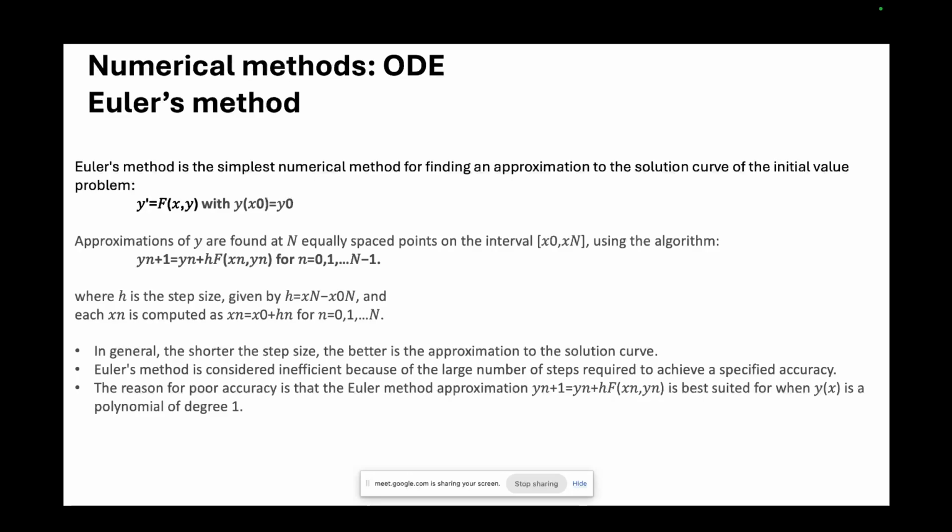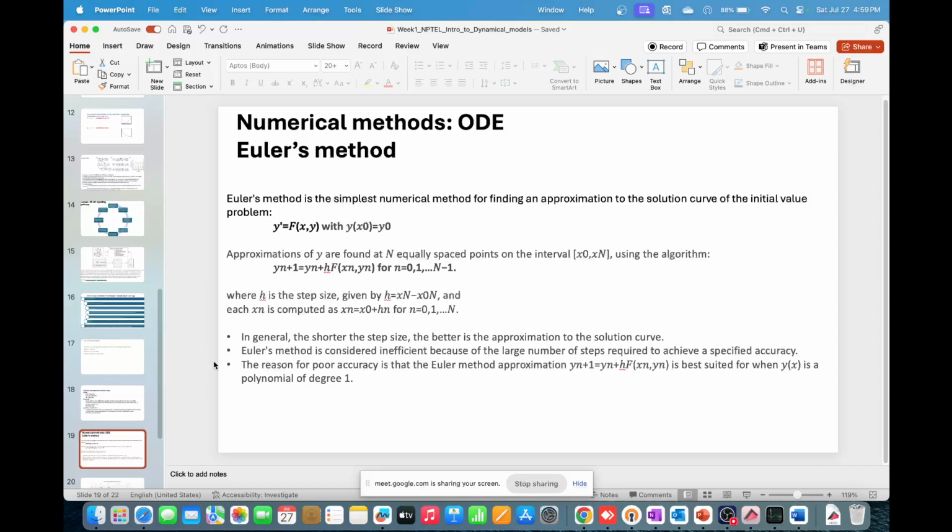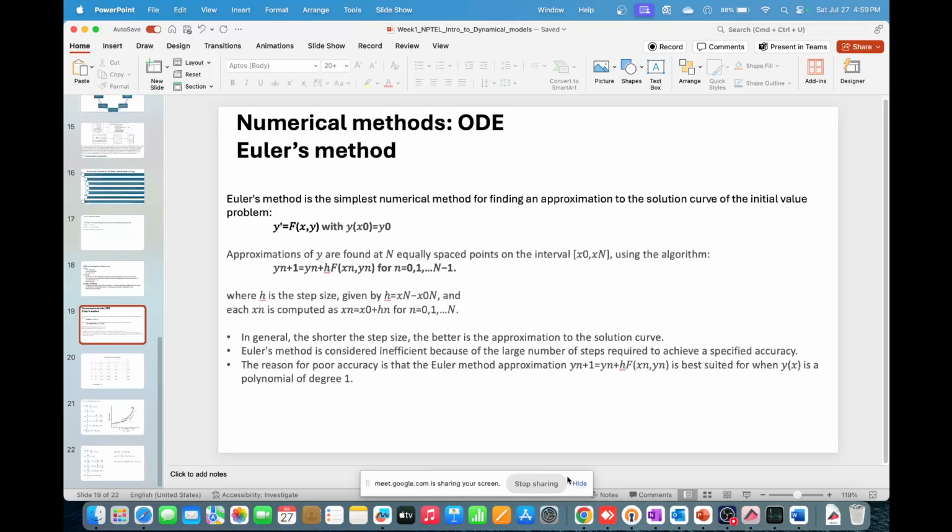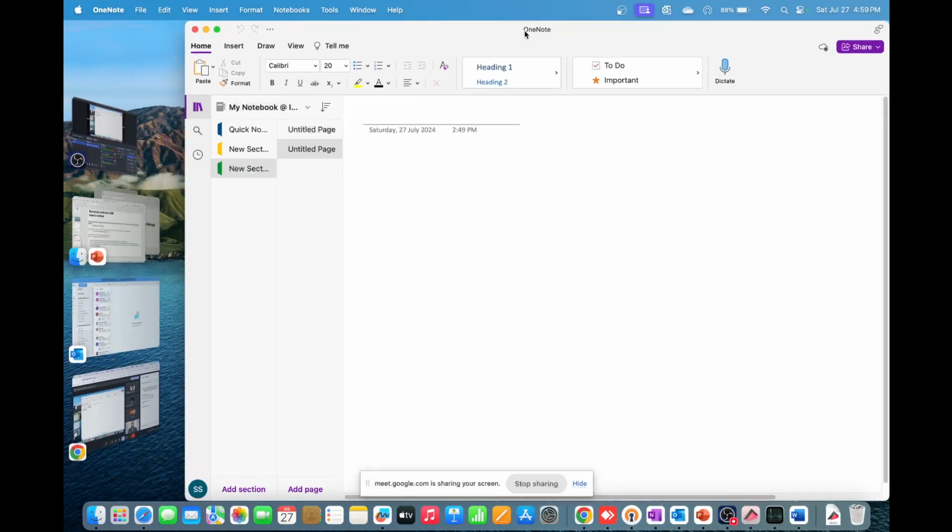So I'll just do one thing. I'll try to solve one of the problems using Euler's method. Before I do that, I just want to discuss a few things.